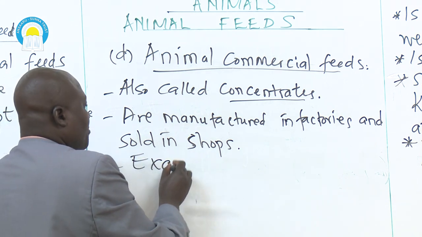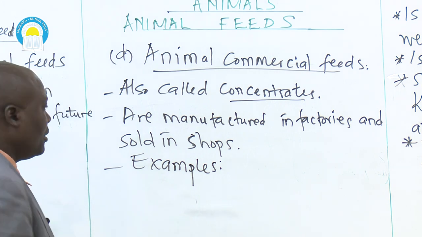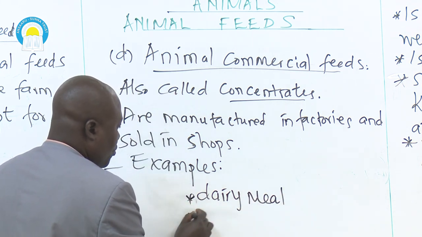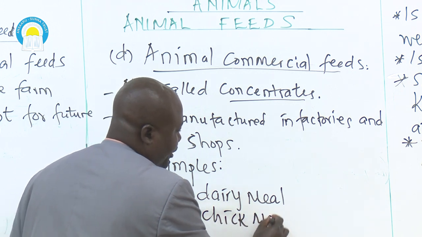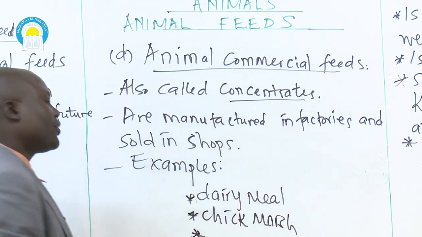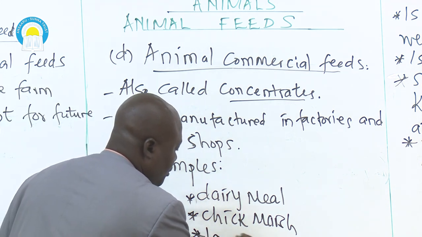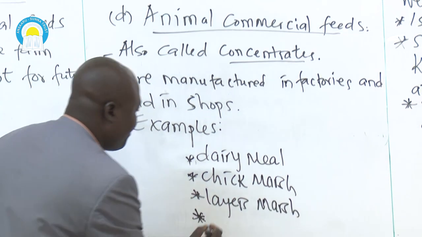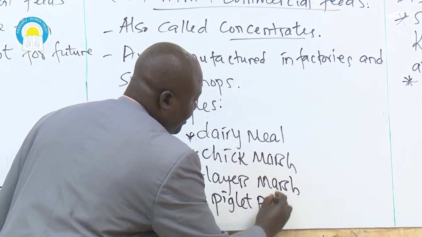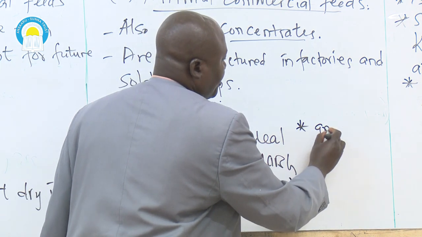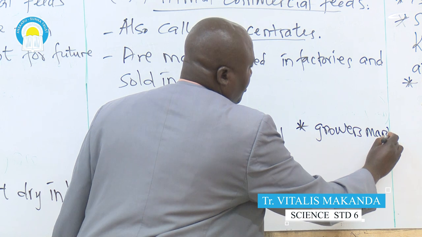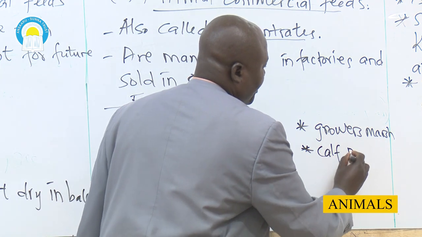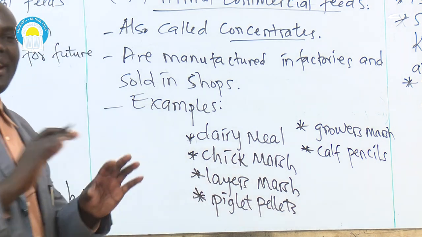Examples. Which are the examples of animal concentrates or commercial feeds? There are many. We have dairy meal. Two, we have chick mash. And then three, we also have layers mash. Number four, we have piglet pellets. We may also have grass mash. And then next one, we may also have calf pellets. So it includes those and many others you may name.